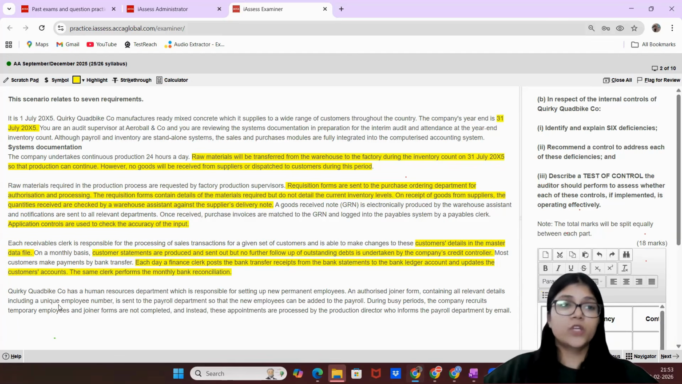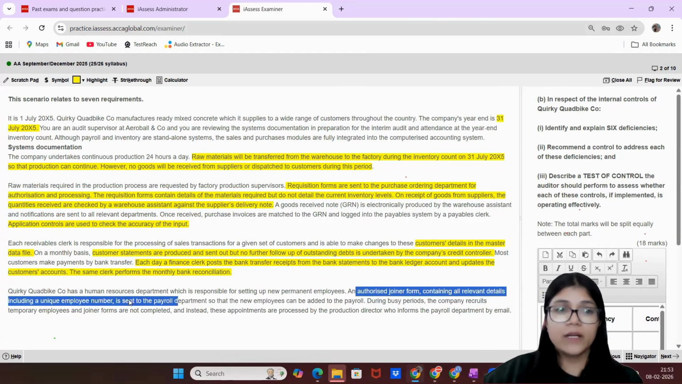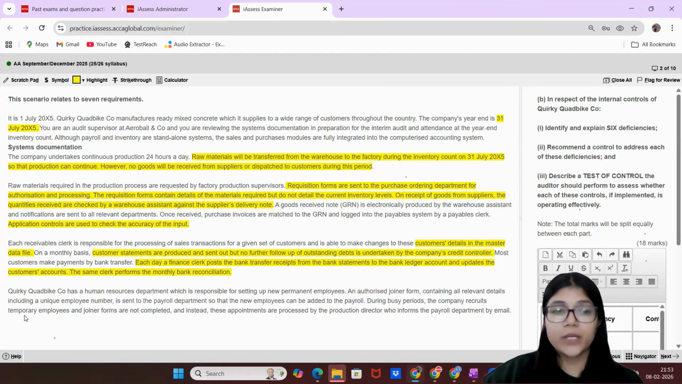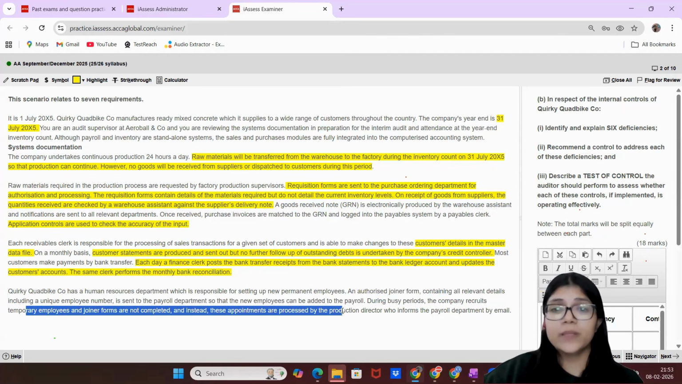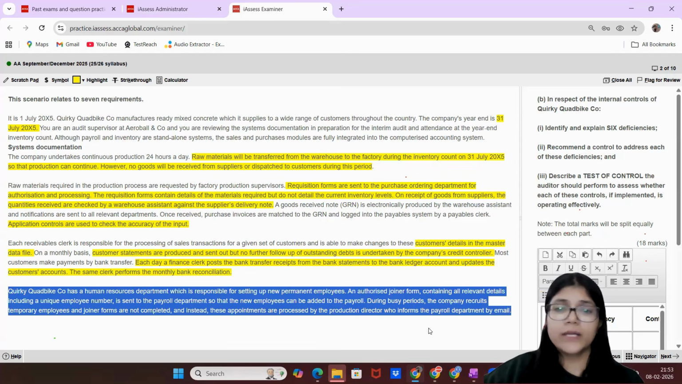Okay, last paragraph. Q company has a HR department which is responsible for setting up new permanent employees. Okay, that's fine. An authorized joiner form containing all relevant details, including a unique employee number, is sent to the payroll department so that the new employees can be added to the payroll, which is perfect, which is actually the duty of the HR department, beautifully. During the busy periods, the company recruits temporary employees and joiner forms are not completed, and instead these appointments are processed by the production director, who informs the payroll department by email. Okay. So ultimately the payroll department is getting to know about the temporary employee. So we should be okay with this. By email we are getting to know about it.